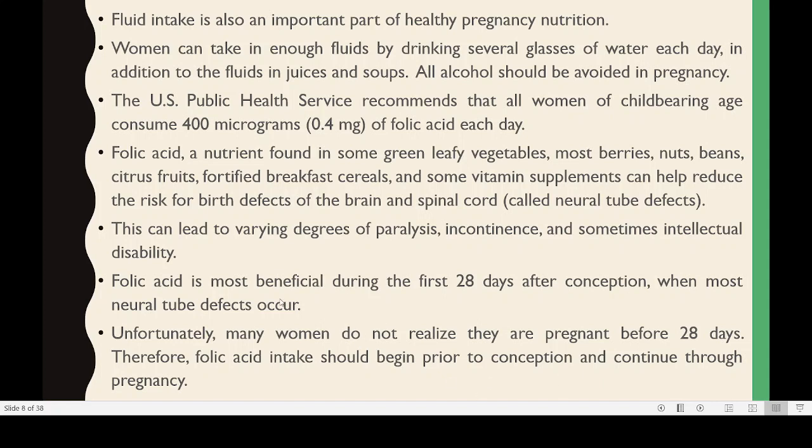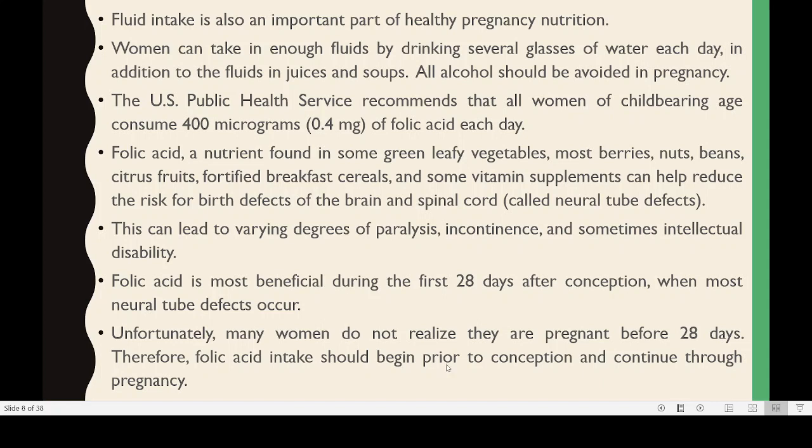Now, folic acid is most beneficial during the first 28 days. That is, from conception up to 1 month, the intake of folic acid is very important. And it is during this time that the neural defects normally develop. So doctors always say those who have a plan to become pregnant should always take folic acid before pregnancy.